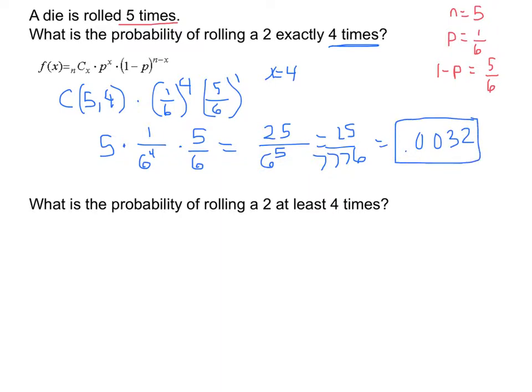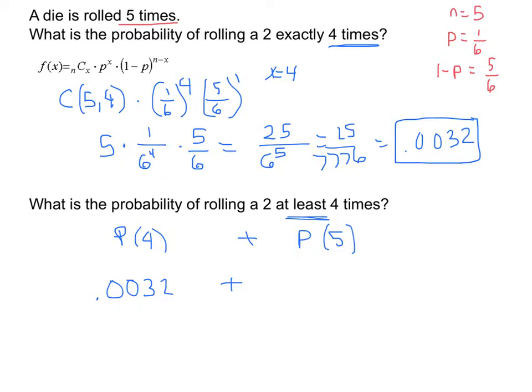Let's take a look at the second part of the problem. It says, what is the probability of rolling a 2 at least 4 times? Well, what that means is that we want to know the probability of rolling a 2 4 times. But since we're rolling the die 5 times altogether, we also need to consider the possibility that we roll a 2 5 times, because that's really what the words at least mean. It means we could roll it 4 times, but we could also roll it 5 times. Now, the probability of 4 times we figured out in the last problem, right? So we're just going to put that in as 0.0032. That's what we already figured out.